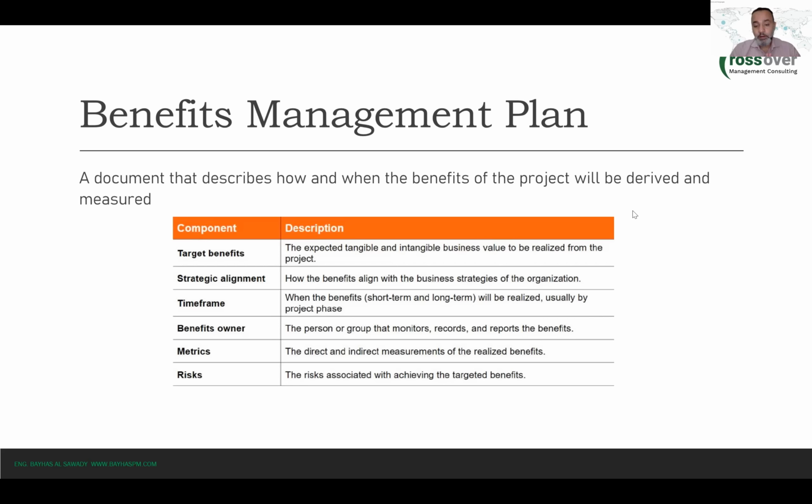And by doing this, we are making sure that all projects are strategically aligned. They are not launched to be just out there and don't support any strategic objective, right? Time frame. The benefits management plan would also indicate the time frame of achieving those benefits, because some of those benefits might be achieved during the project. Some of those benefits might be achieved at the end of the project. Some of those benefits might not be achieved until after the project.